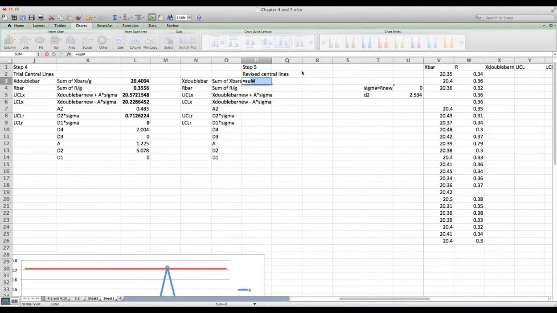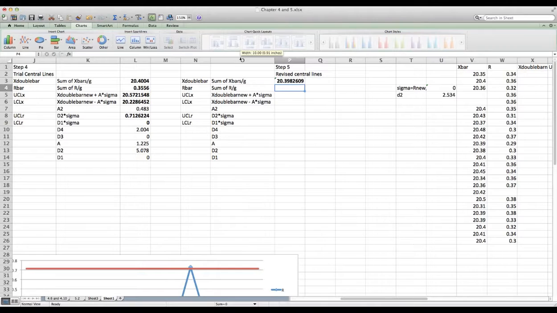So now I'm going to take the sum of all of these values, which now has the 4th and 5th values removed, divided by, since we took 2 out, we have 23 values in there. Now we have our revised X double bar value. Do the same thing with R.